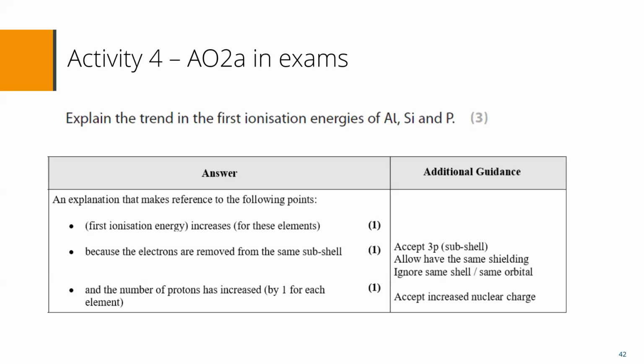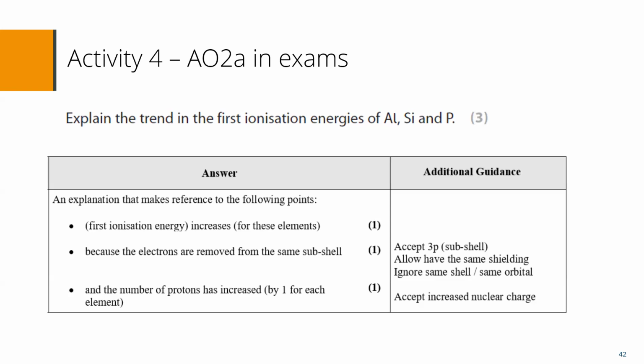Okay, the next one: explain the trend in first ionization energies of aluminium, silicon, and phosphorus. Here's another example of where the first thing they have to do is to state what the trend is, and that is that it increases. Why does it increase? Because electrons are being removed from the same subshell, removed from the 3p subshell. Subshell is in brackets there, so just "removed from 3p" is okay.